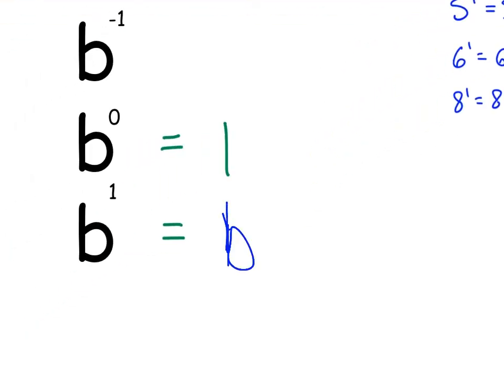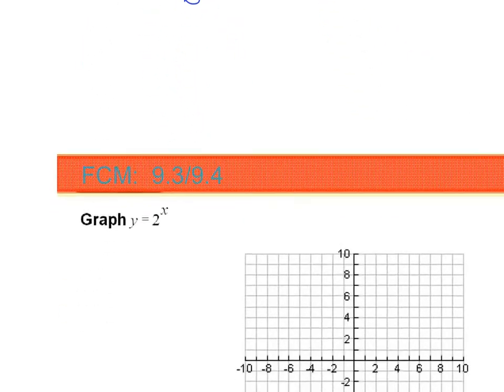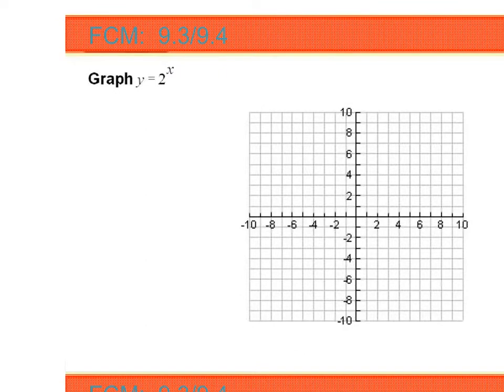Okay. And then anything to the power of a negative sends it to the bottom of a fraction. So remember that. So b to the power of negative 1 is 1 over b to the power of positive 1. Remember our exponent rules. Okay? So if we need to graph this, you can make a table.